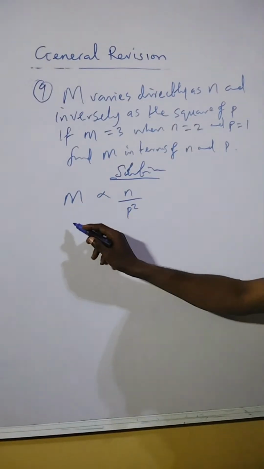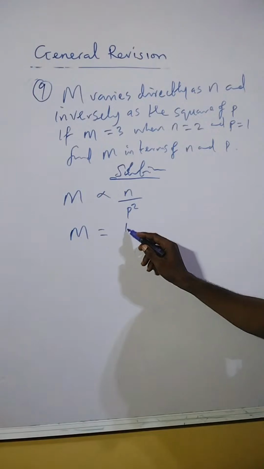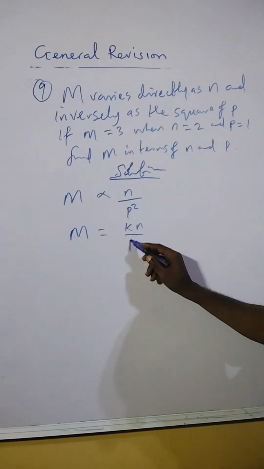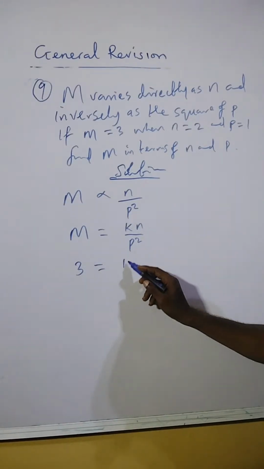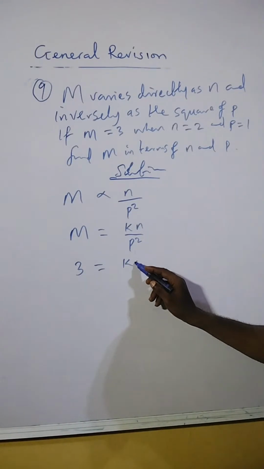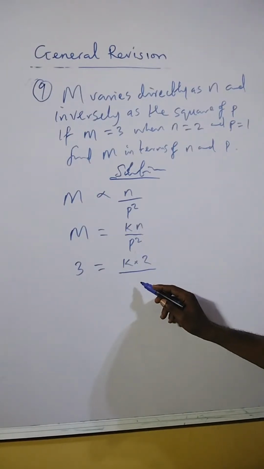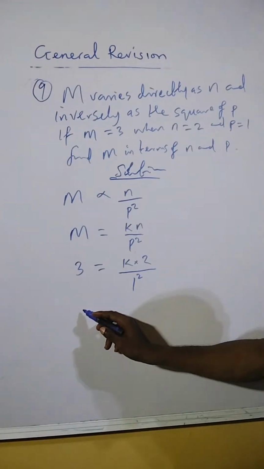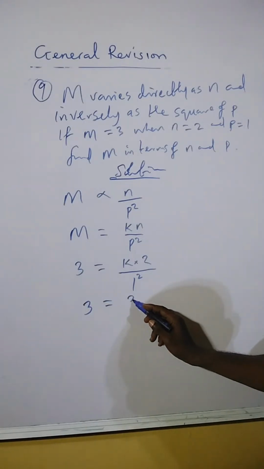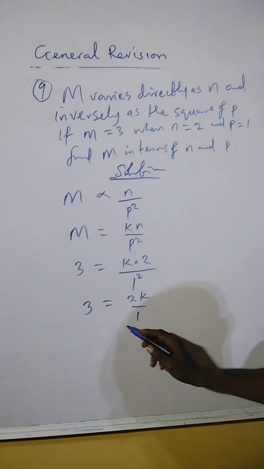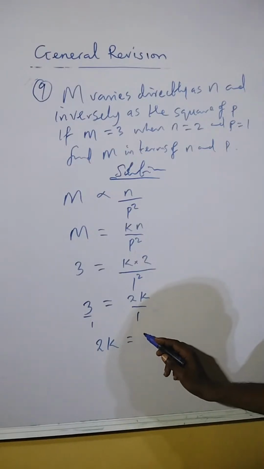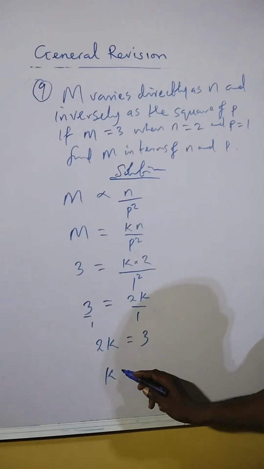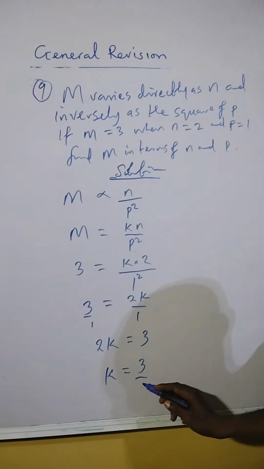So when we remove the sign of proportionality, we have m equals kn over p squared. Then when m is 3, we have 3 equals k times n, that's 2, over p, that's 1 squared. This is simply 3 equals 2k over 1 squared, which is 1. This 3 over 1, cross multiply, we have 2k equals 3. Divide both sides by 2, k equals 3 over 2.